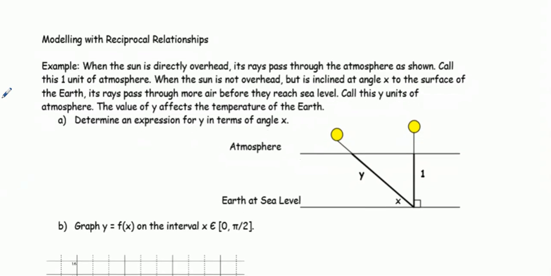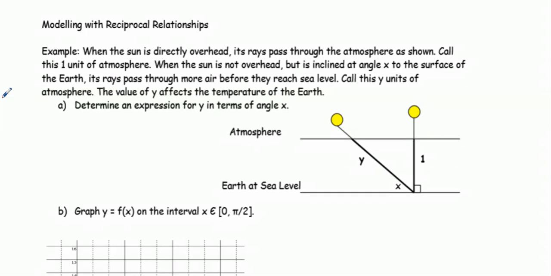Okay, so this is very similar to some of the questions that you'll be asked in your homework. So, when the sun is directly overhead, its rays pass through the atmosphere as shown. So right here, the sun is directly overhead, and when it hits the Earth's surface, which is here, the Earth's atmosphere, which is here, the distance that the ray takes to penetrate the atmosphere is called 1 atmosphere, and that occurs when the sun is directly overhead of the Earth.